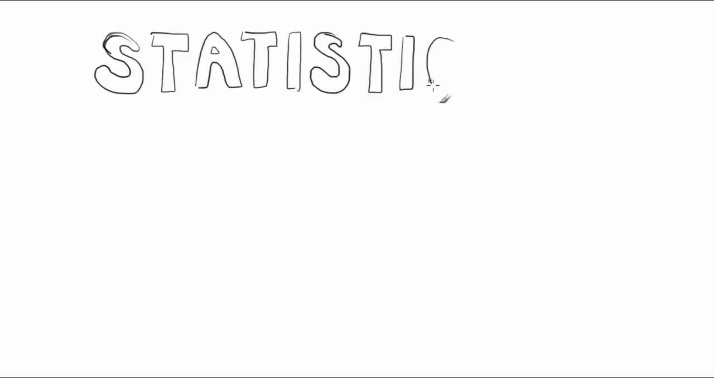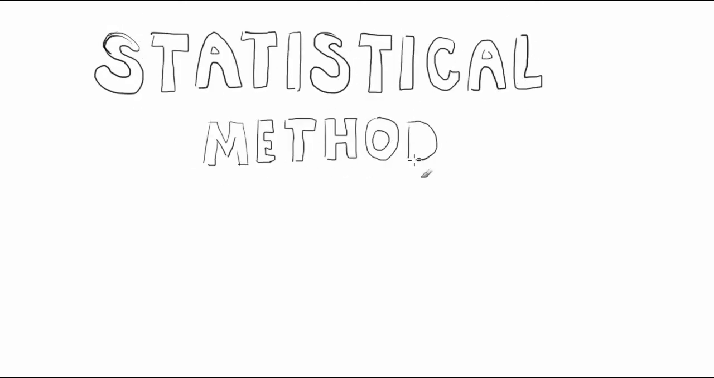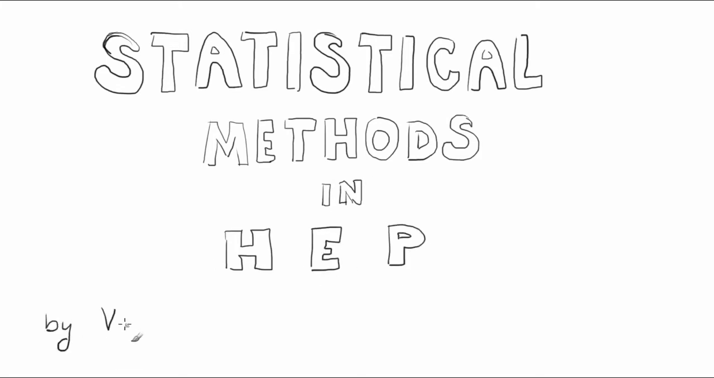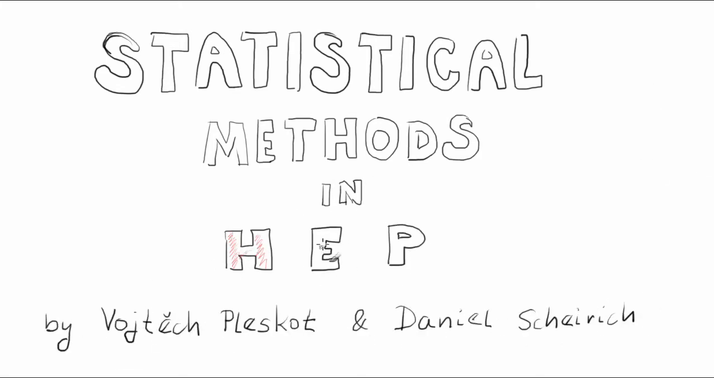Hi everyone, this is lesson number 10 on statistical methods in high-energy physics. The last two videos were about the maximum likelihood method and how to estimate uncertainties of the maximum likelihood estimators. There were so many things to tell you that I kept back from you a very important piece of information.